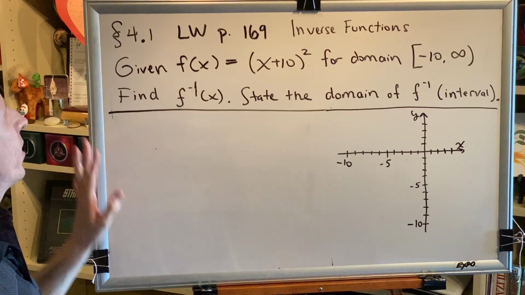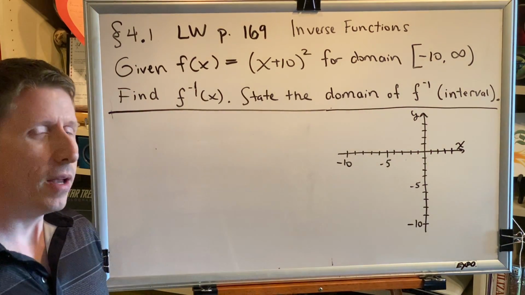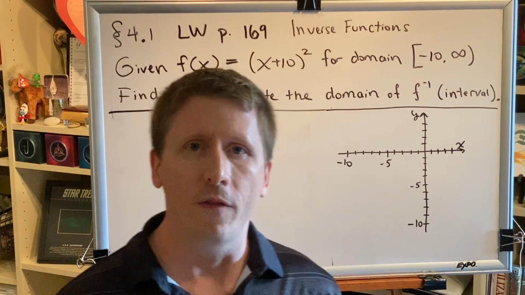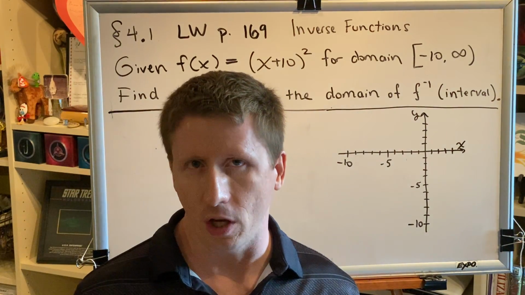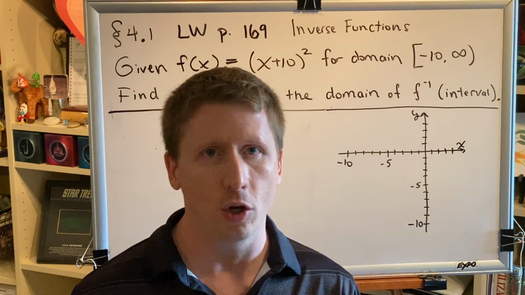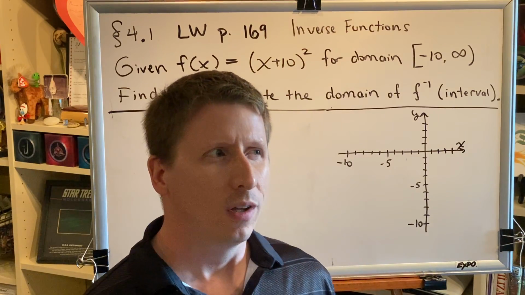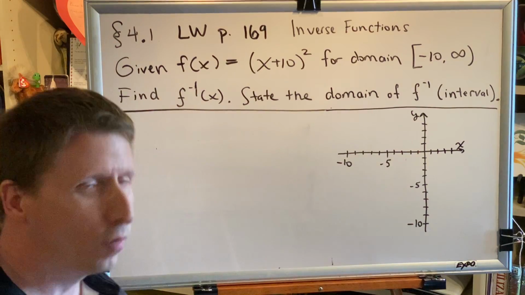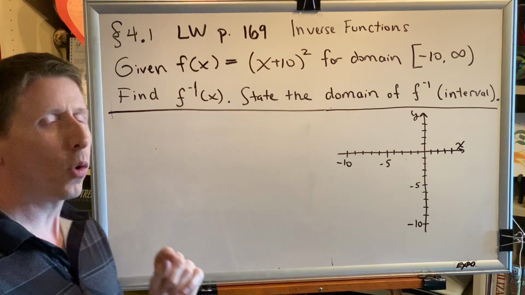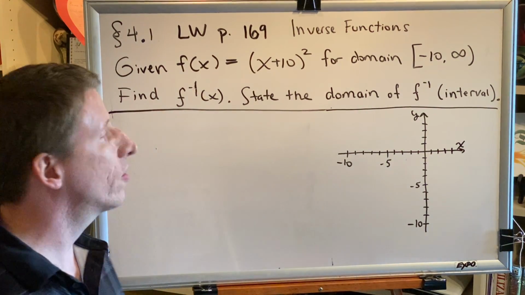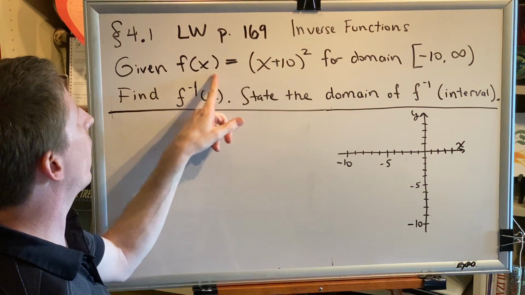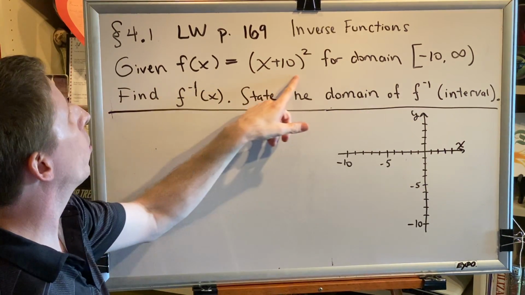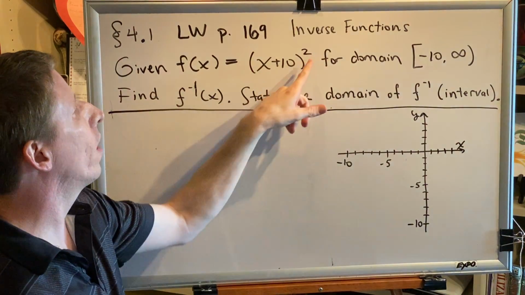The first thing that I would like to point out to you is something that I mentioned in the previous video. Whenever you're asked to find the inverse of a function, it has to be a one-to-one function. So let's think about that. Is this function a one-to-one function? Remember your transformations techniques. Let's say you have this function, f of x equals the sum x plus 10 squared.